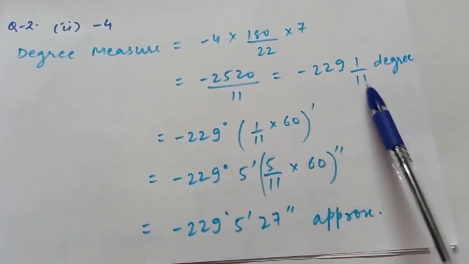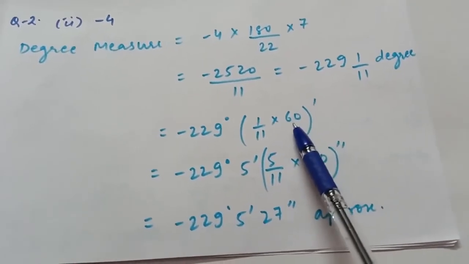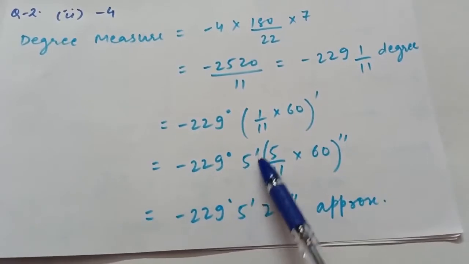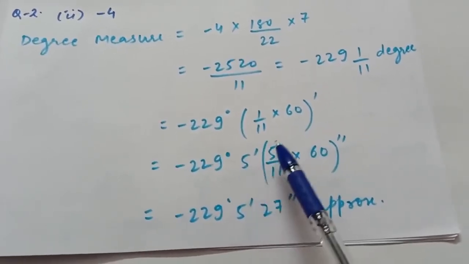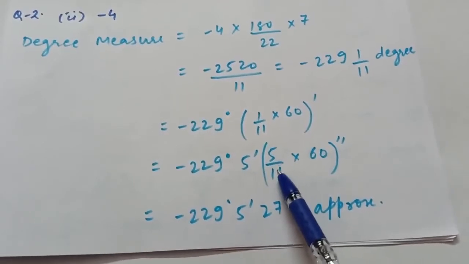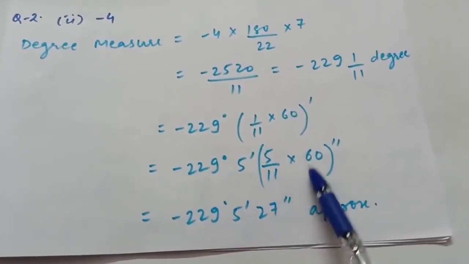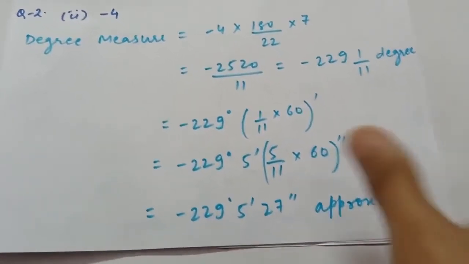Now this 1 by 11, changing it into minutes by multiplying with 60. Now this will be minus 229 degree 5 minute. When you will divide 60 by 11, 5 minutes complete, and you will get 5 by 11 into 60, because changing this 5 by 11 minute into seconds. So you will get this approximately.